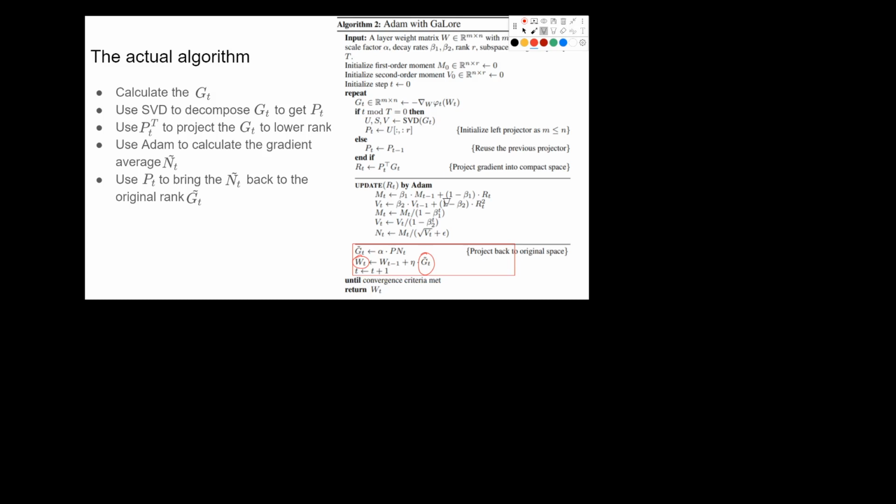Of course, according to the conclusion we gave above, there is some small probability that the G_T will not be a very good estimation. In that case, we might update the weight in the wrong direction during the period. But since there's a high probability that the gradient will be low rank, for example 98%, it will work very well. And the only overhead here is actually the SVD decomposition.